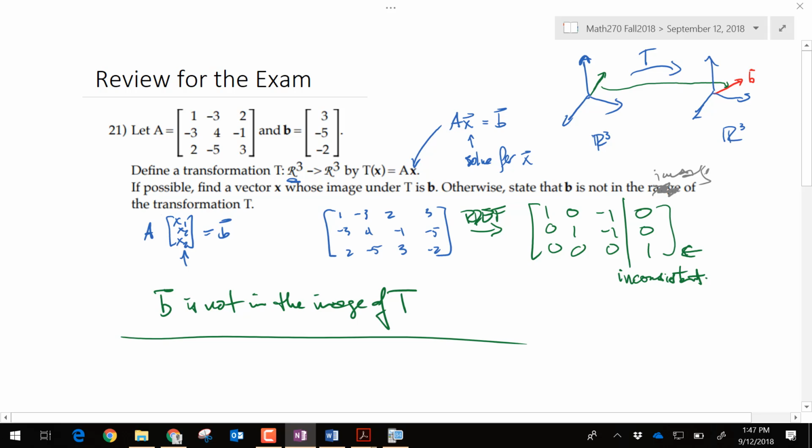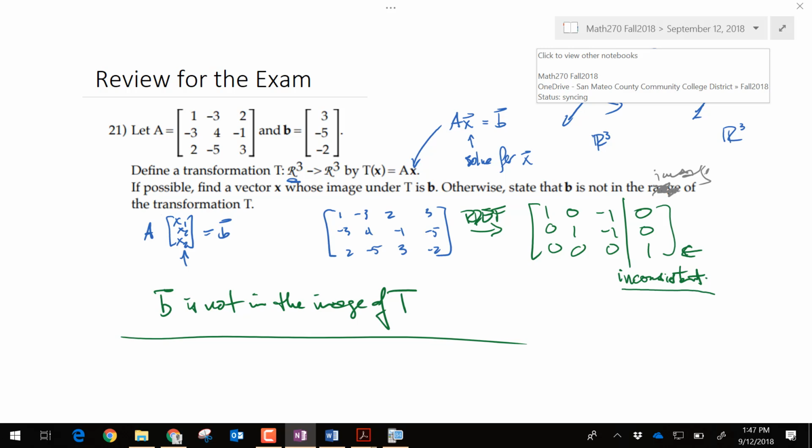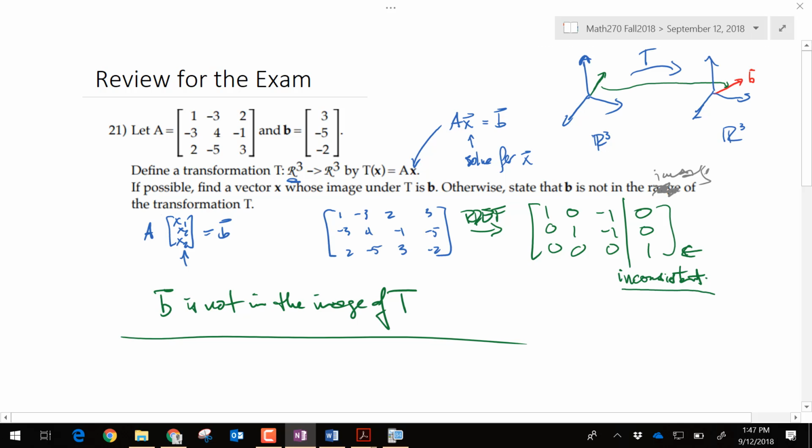Which one? Inconsistent? Inconsistent. Come on, Randall, you can't read my writing yet? All right. Yes, if the system's consistent, you should be able to find one vector and probably only one vector that would hit that vector.